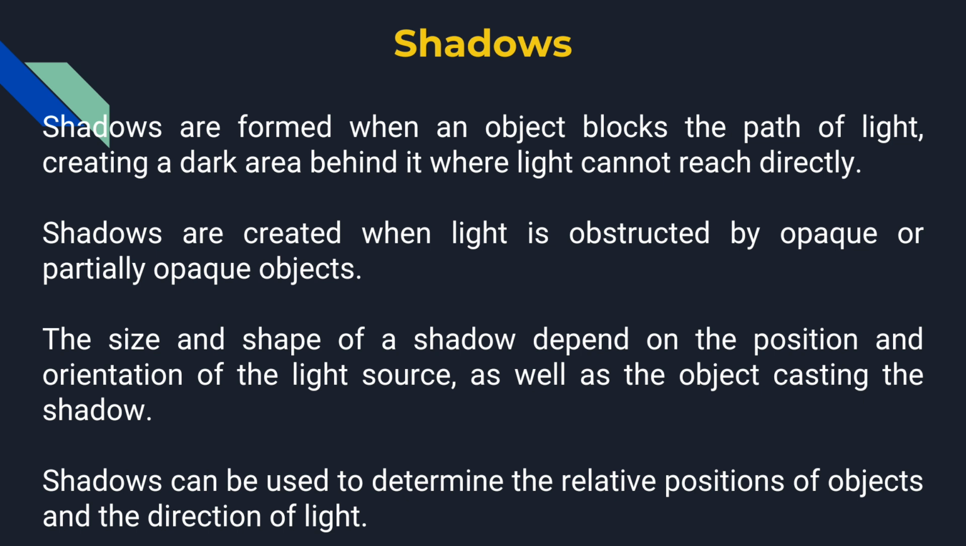Shadows. Shadows are formed when an object blocks the path of light, creating a dark area behind it where light cannot reach directly. Shadows are created when light is obstructed by opaque or partially opaque objects. The size and shape of a shadow depend on the position and orientation of the light source, as well as the object casting the shadow. Shadows can be used to determine the relative positions of objects and the direction of light.